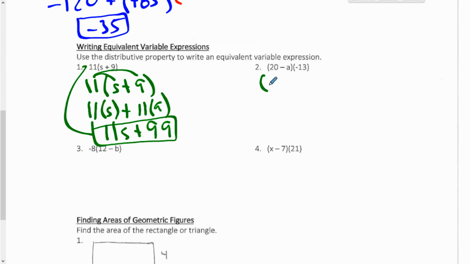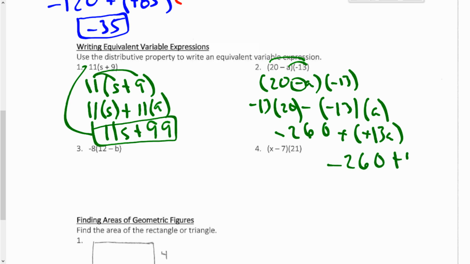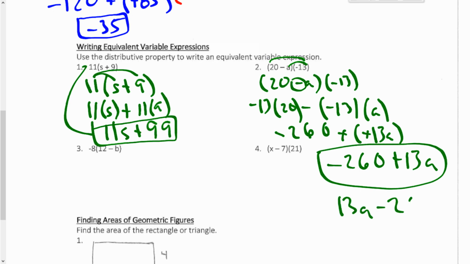All right, for number 2, we are going to distribute the -13 to 20 and to a. So we'll have -13 times 20, the subtraction sign from inside the parentheses, and then we'll have -13 times a. So -13 times 20 is -260, minus -13 times a is -13a. We have minus a negative, so we're adding a positive, so we'd write it -260 plus 13a, and that would be our final answer. You could also write that 13a minus 260, and it would be the exact same thing. Either way works.